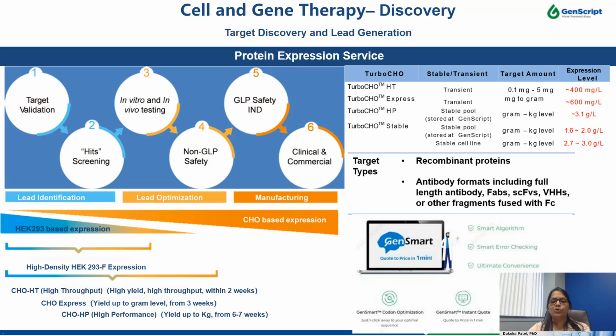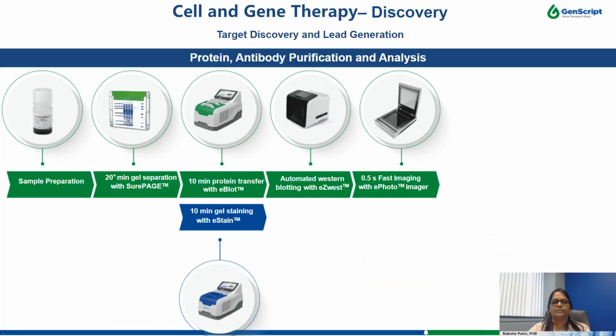High throughput E. coli platform and expression service are also offered, which is very useful for recombinant proteins such as cytokine, enzyme, immunogen, and antibody fragment generation.